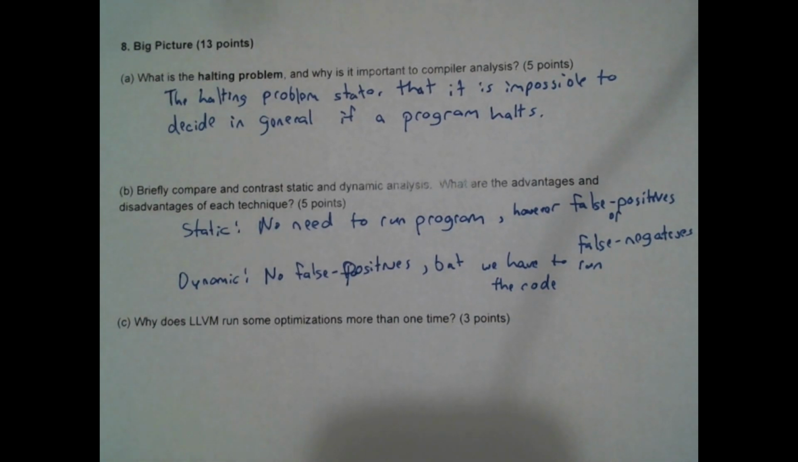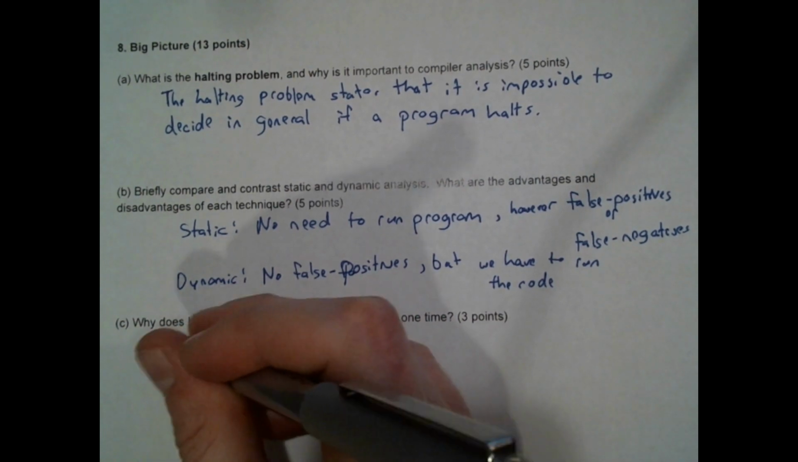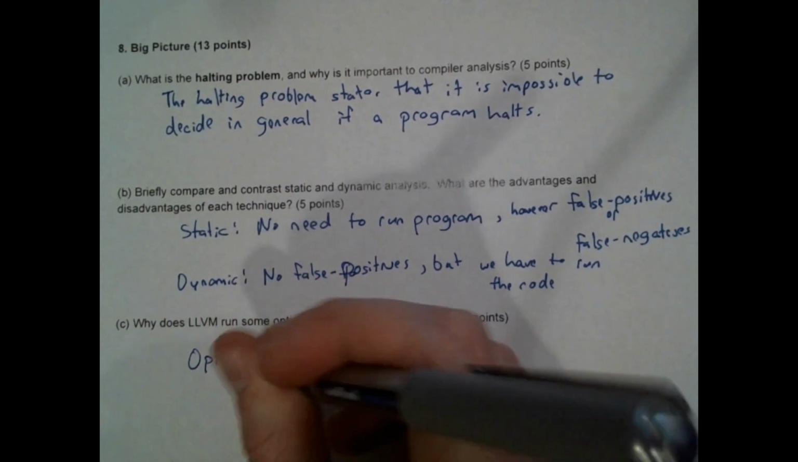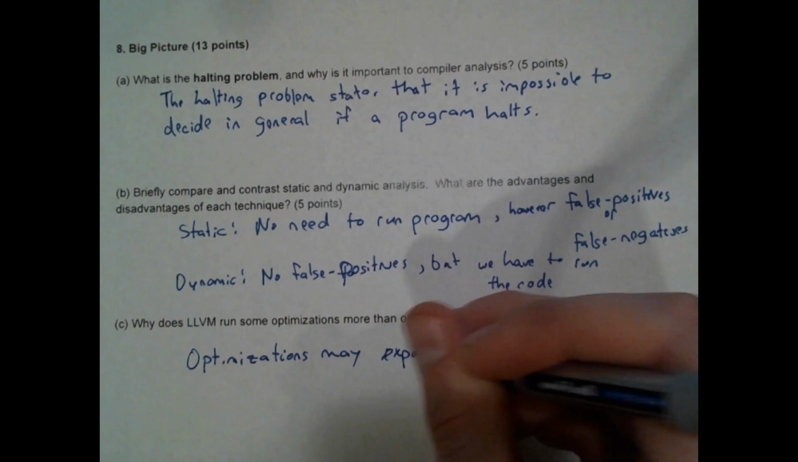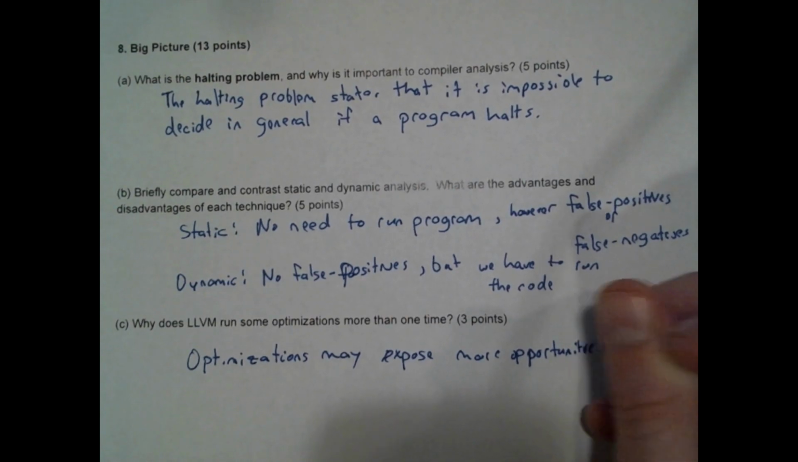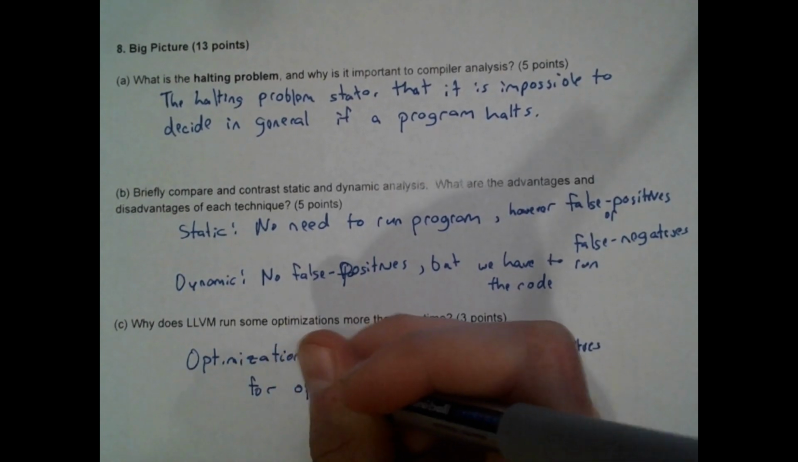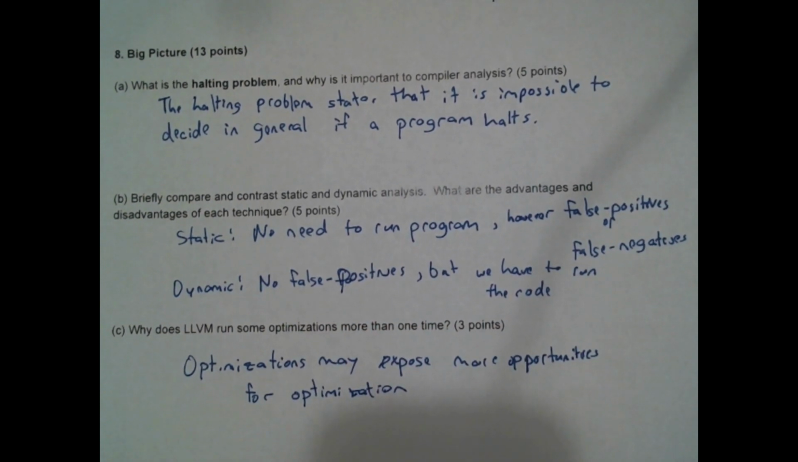And then finally, why does LLVM run some optimizations more than one time? This is a pretty quick answer: optimizations may expose more opportunities for optimization. So we might do constant propagation, and then because we did that, we can see a value numbering opportunity, that we have the same value, so we can eliminate one of those values. And therefore, by eliminating one of those values, we have some dead code that we can eliminate.